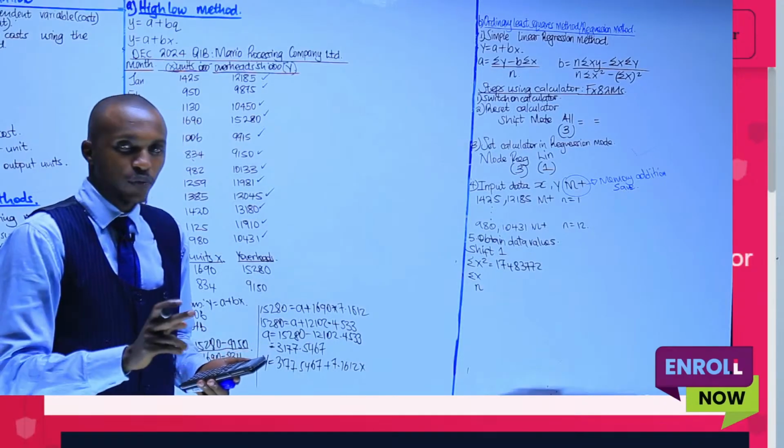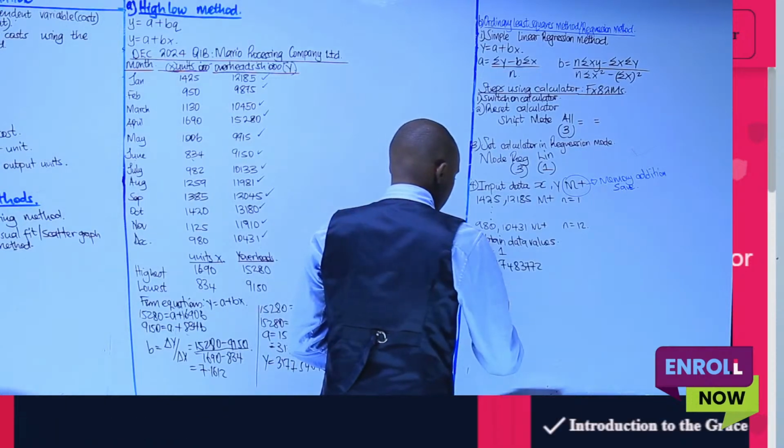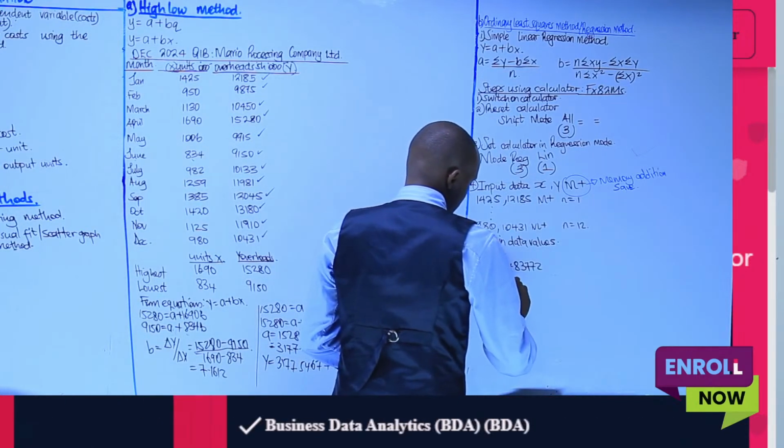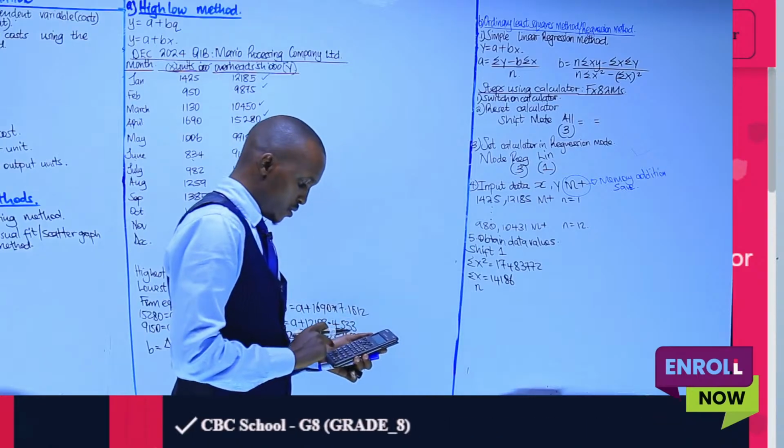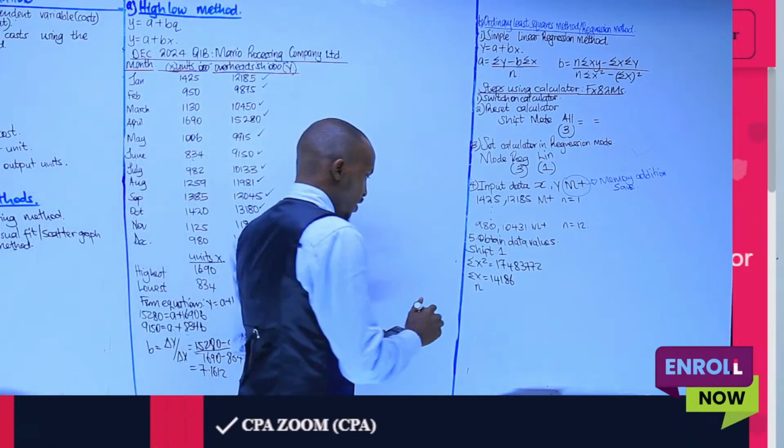Press shift 1 again. When I want the summation of x, I simply press 2. There is a control in relation to receiving procedures. Shift 1, then n is given by number 3. I remember to press my equal sign.